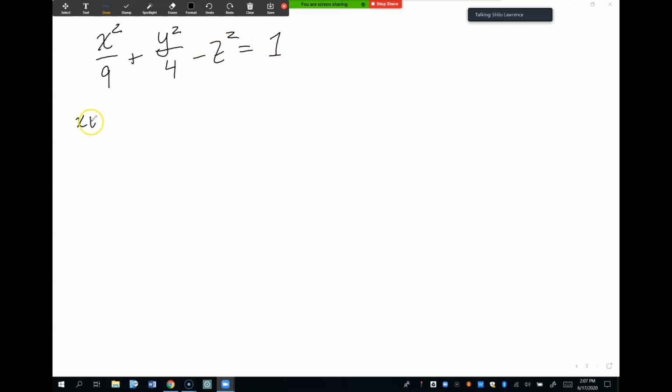So now let's go through all three of the traces. For the xy trace, we're going to let z equal 0, which means the z term in that equation just goes away. And what we're left with is x squared over 9 plus y squared over 4 equals 1. And this is where we have to look back at that list of conic sections and decide, based on the format of this equation, what kind of conic section it's going to create in the xy plane.